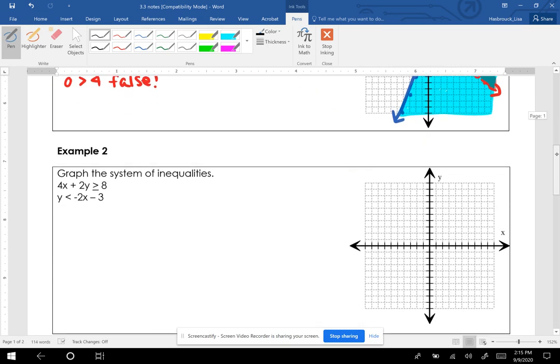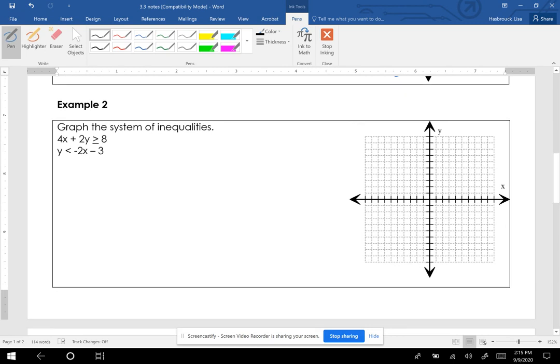For example 2, we're going to graph the system of inequalities again. For this first inequality, I'm going to go ahead and just use intercepts. So 4x plus 2 times 0 equals 8. So I get 4x plus 0 equals 8. When I solve for x, I get 2. So that means my x-intercept is 2, 0.